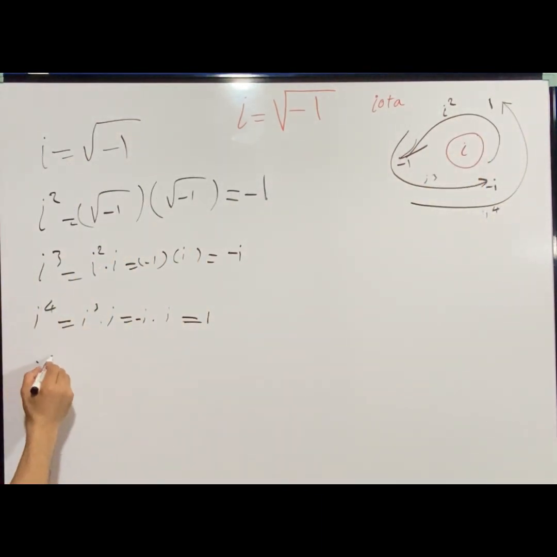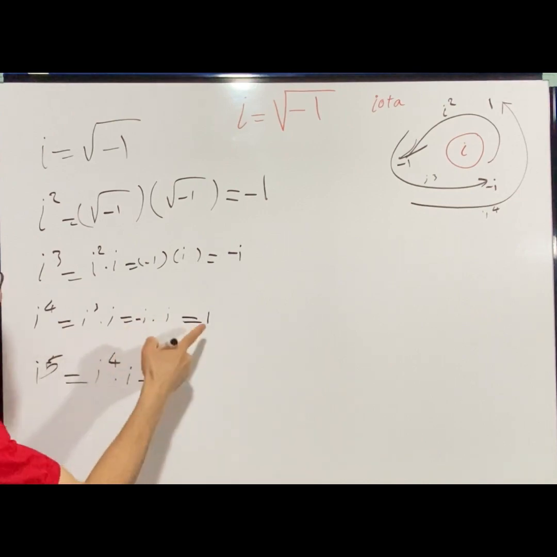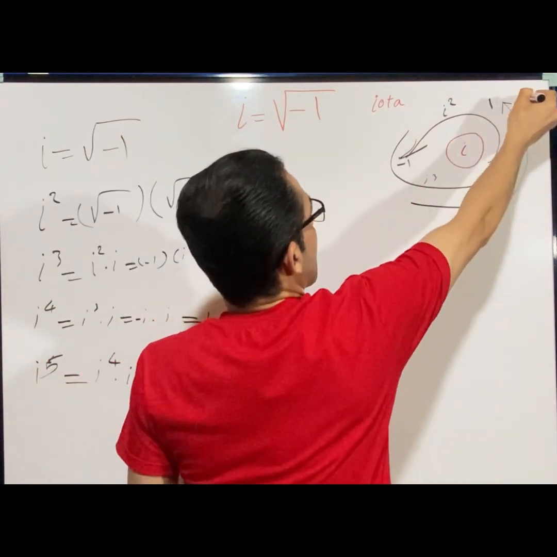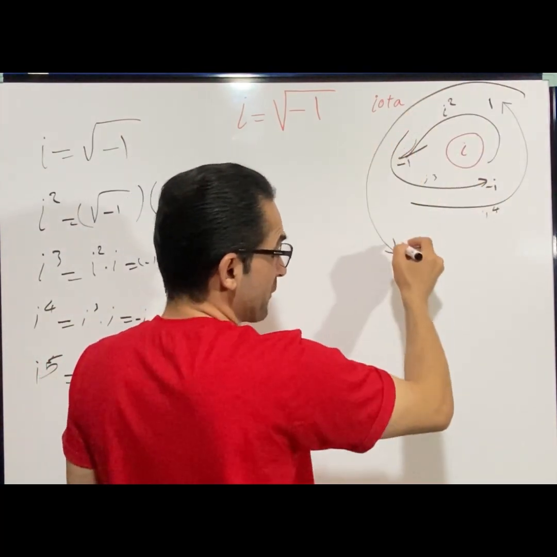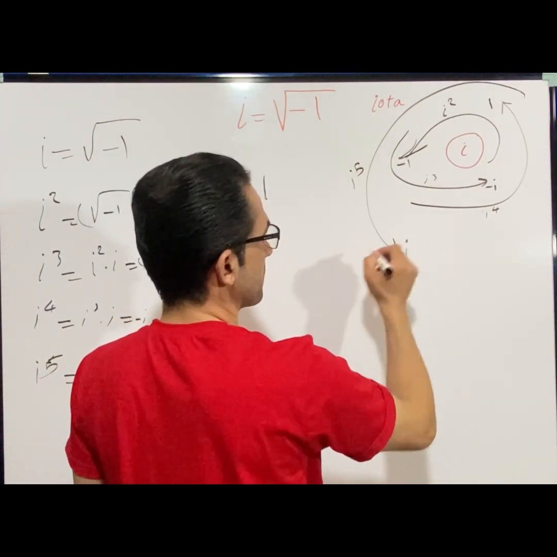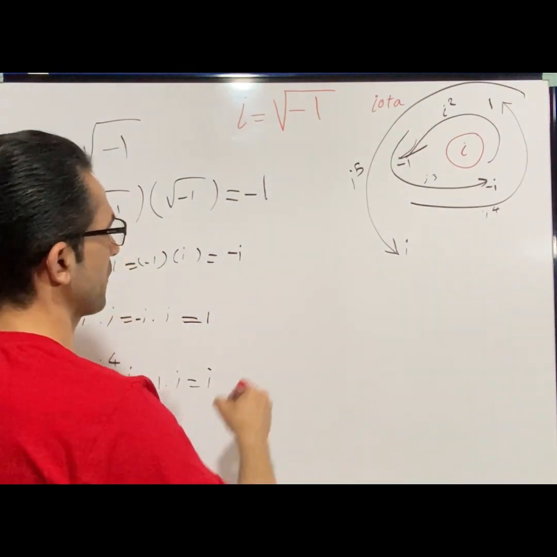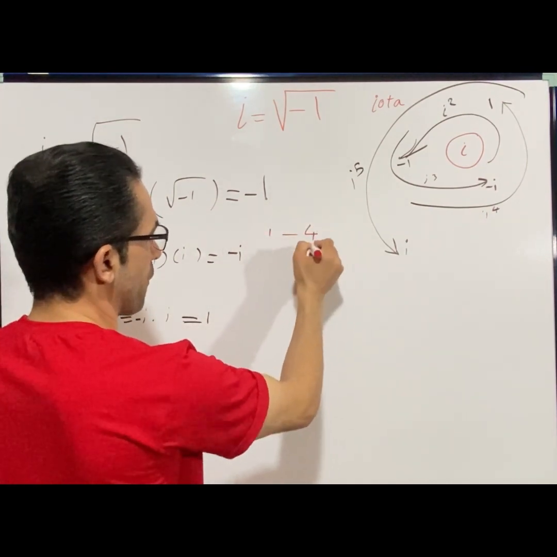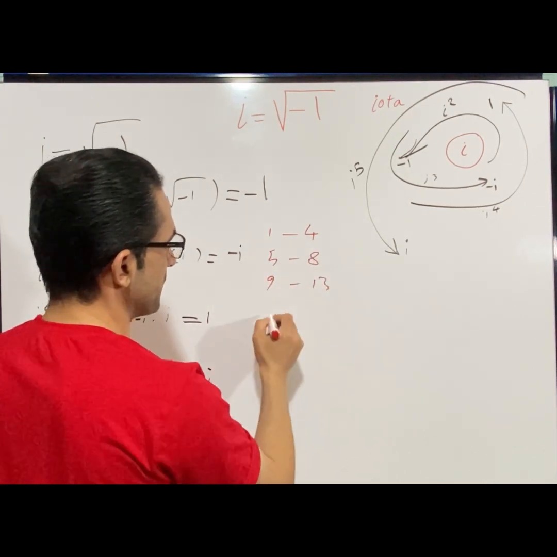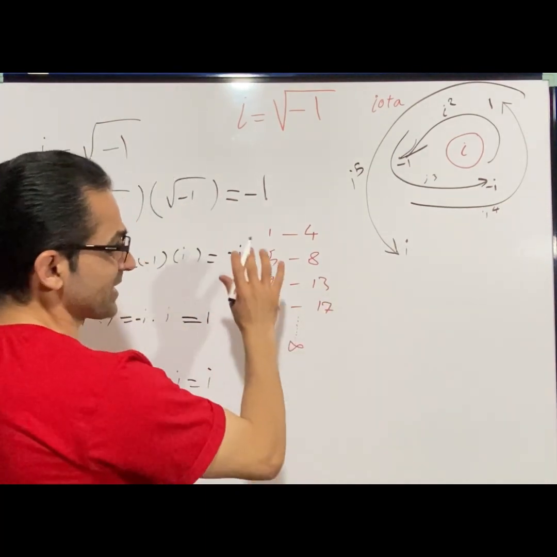And i to the power of 5. So i to the power of 4 times i. i to the power of 4 is 1, times i. It is equal to i. So we'll get back to the first place. i to the power of 5 is i. So iota repeats in a certain pattern in a cycle. Look, 1 to 4, 5 to 8, 9 to 12, 13 to 16, and so on. So it repeats itself every 4 units.